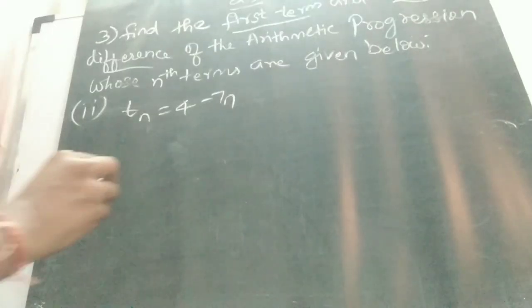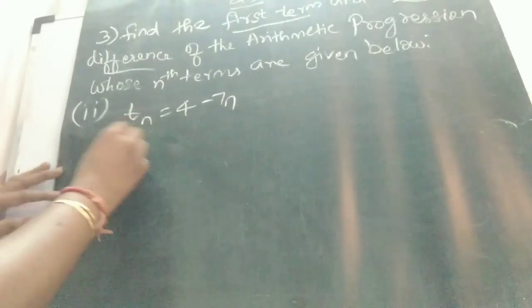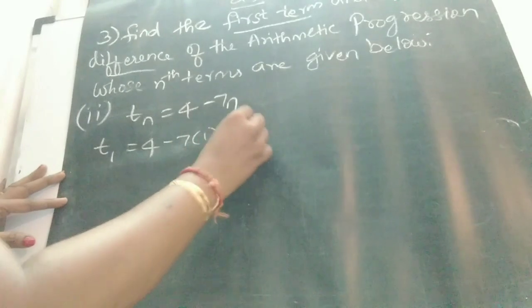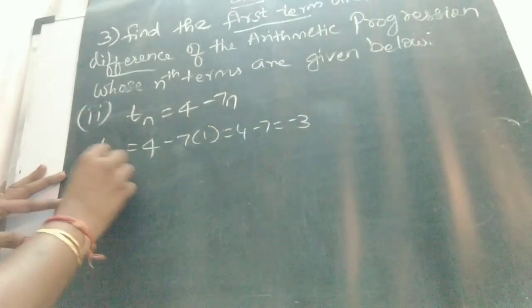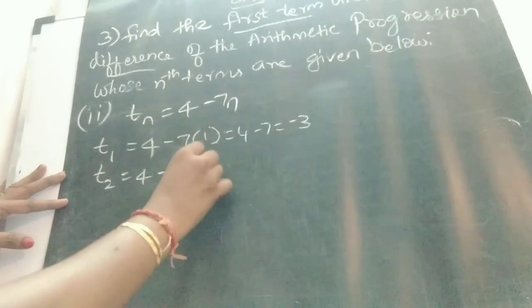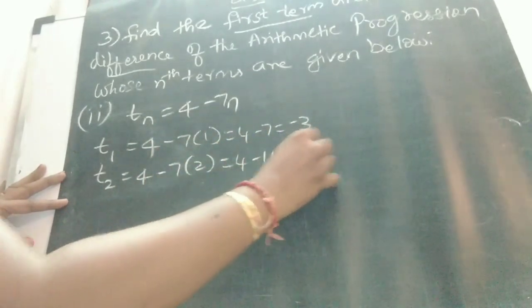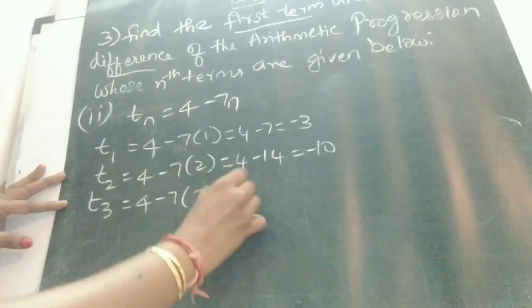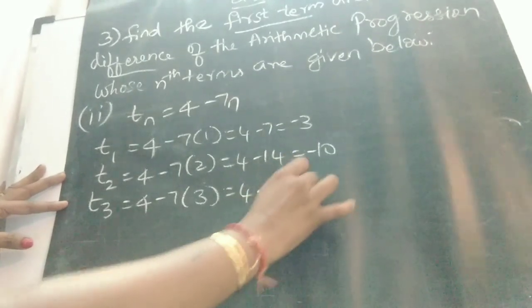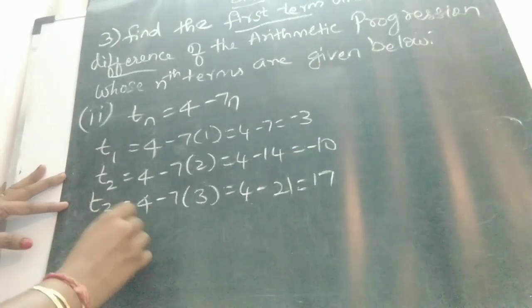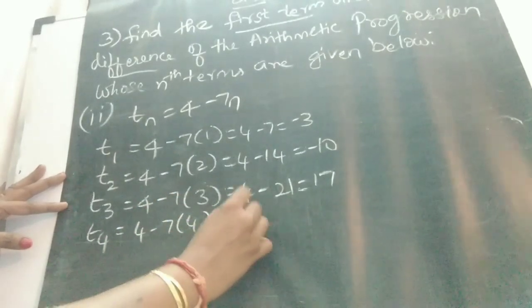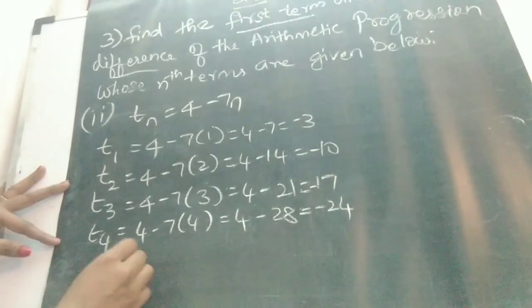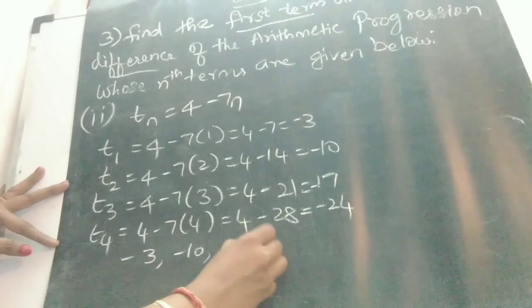Now look into your next question. Tn is 4 minus 7n. Now what is your T1, first term? In place of n you put 1. 4 minus 7 into 1. That is 4 minus 7, which is minus 3. T2 will be 4 minus 7 into 2, which is 4 minus 14. Right? Minus 10. Your T3 will be 4 minus 7 into 3, which is 4 minus 21, that is minus 17. Now T4 is 4 minus 7 into 4. That is 4 minus 28, that is minus 24. This is all minus only, right? So what are the terms we are getting? Minus 3, minus 10, minus 17, minus 24.